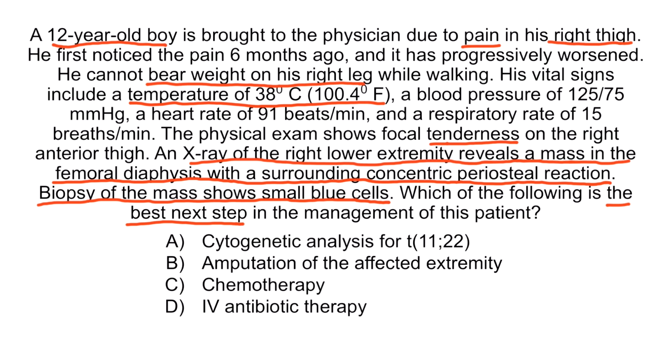An X-ray of the right lower extremity reveals a mass in the femoral diaphysis with a surrounding concentric periosteal reaction. This description likely suggests an onion skin periosteal reaction. A biopsy of the mass shows small blue cells. The differential diagnosis for this patient's condition is either Ewing sarcoma, lymphoma metastatic to the bone, or chronic osteomyelitis with lymphocytic infiltration. So the best next step in differentiating these conditions is to perform a cytogenetic analysis for a translocation between chromosomes 11 and 22. This translocation is present in Ewing sarcoma, but absent in lymphoma and chronic osteomyelitis. So the correct answer is A, cytogenetic analysis for a translocation between chromosomes 11 and 22.